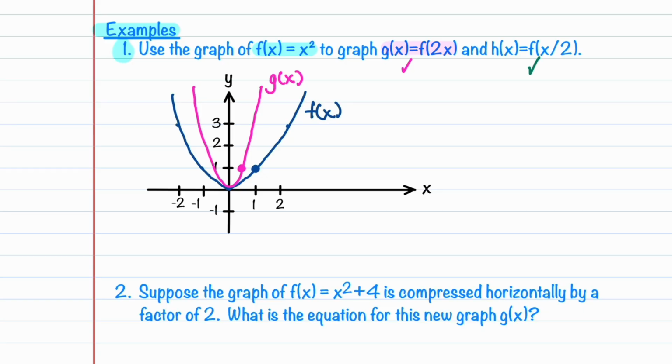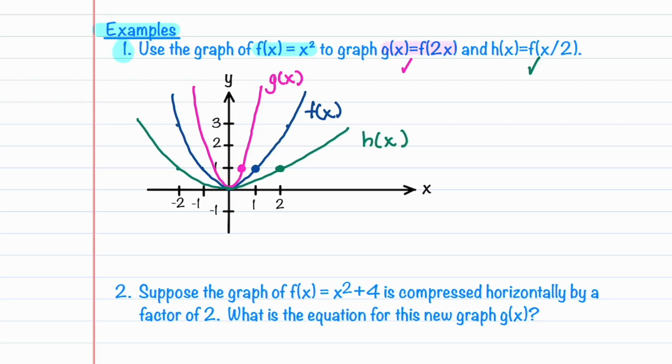Now let's graph h of x. H of x is equal to f of x divided by 2, which means we are going to have a horizontal stretching by a factor of 2. So instead of our point being 1, it's going to stretch horizontally by a factor of 2, and it's going to equal 2. So our graph is stretched horizontally and looks like this. And this is h of x.